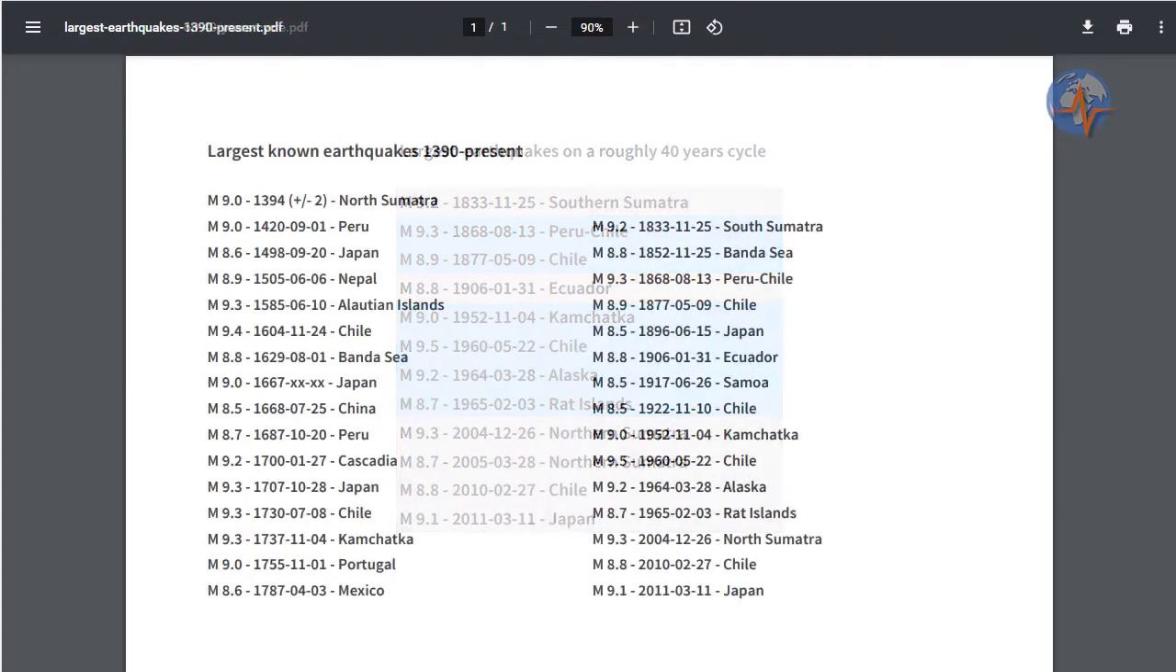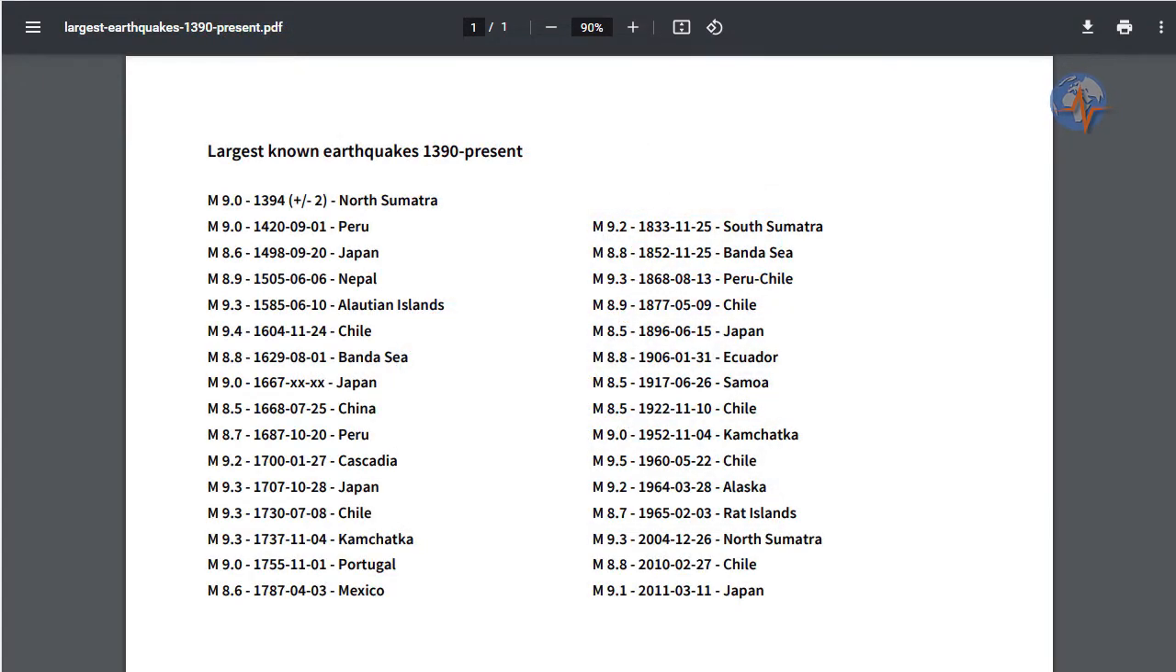In order to find out, I tried to collect the largest known earthquakes in history. And I was able to compile this list, primarily earthquakes magnitude 8.8 and larger. The earliest known megathrust earthquake that I've been able to find was in around 1394, plus minus 2 years, off the coast of northern Sumatra, similar to the megathrust quake in 2004.